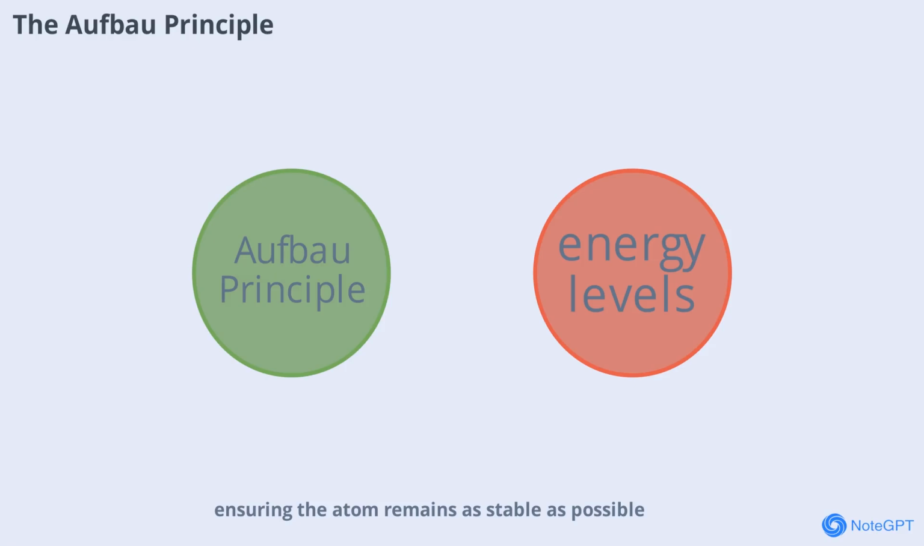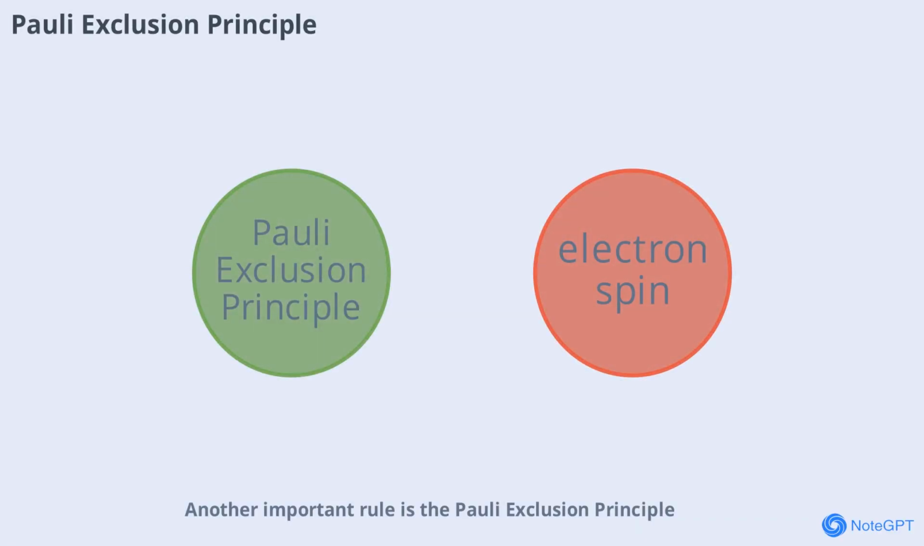Another important rule is the Pauli exclusion principle. This principle states that no two electrons in the same atom can have identical quantum numbers. In simpler terms, each orbital can hold a maximum of 2 electrons, and they must have opposite spins. This rule ensures that electrons are distributed in a way that minimizes repulsion and maximizes stability within the atom.